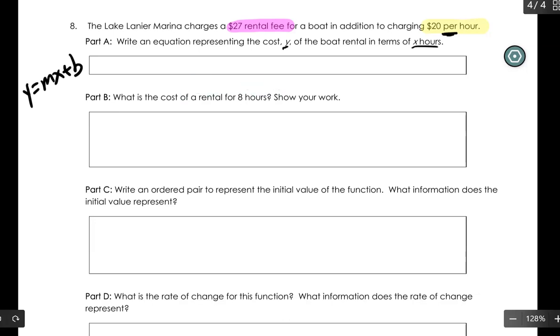M is your slope, and b is your y-intercept. So we have to decide what's our slope and what's our y-intercept. You see the word per, that's your slope, or what we learned before is your rate of change.